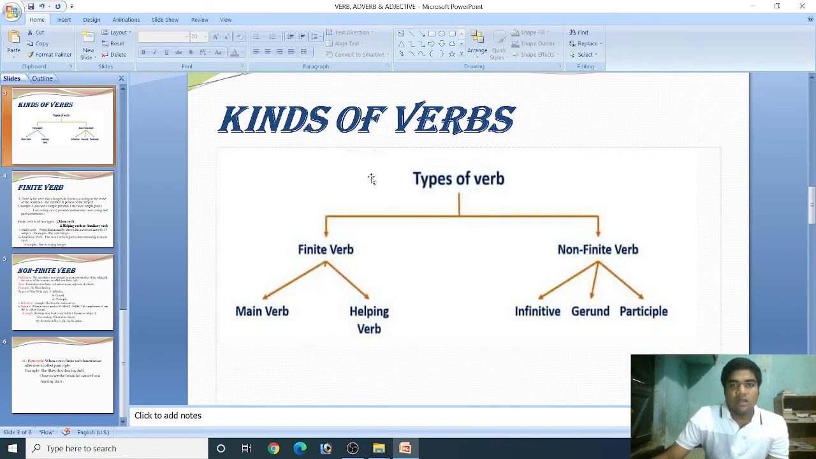So this was all about verbs, their types and definitions and everything. That's it for today's lesson. I hope you guys have understood everything I tried to make you understand.